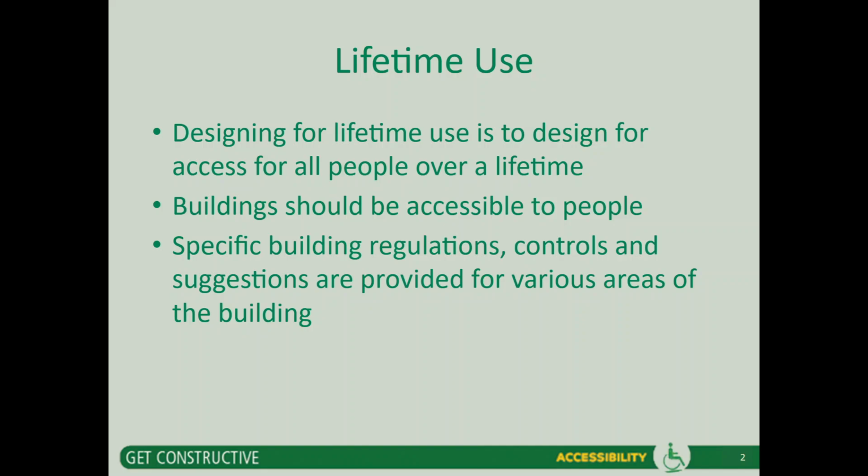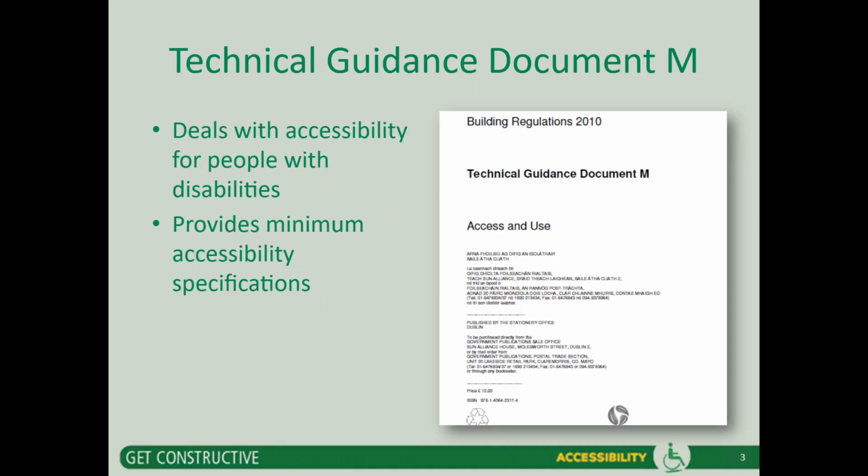And specific building regulations, controls and suggestions are provided for various areas of buildings. So for private dwellings there are suggestions, but for public buildings they are mandatory. Here's a technical guide document, M. Most of the technical guide documents for building regulations come with a letter. So this deals with accessibility for those with disabilities and provides minimum accessibility specifications. Again, these are minimums.